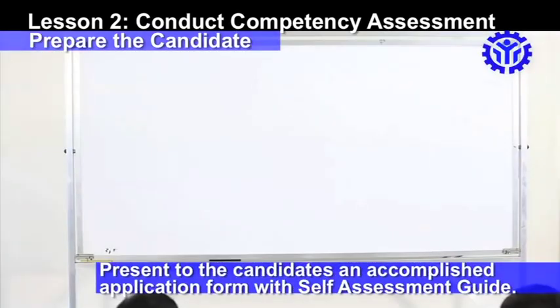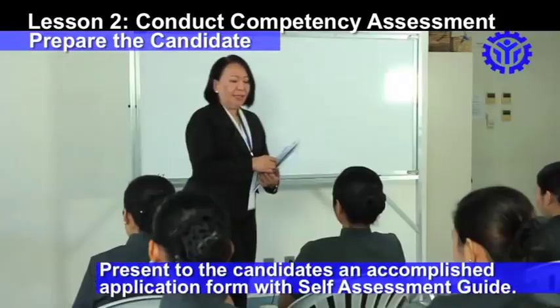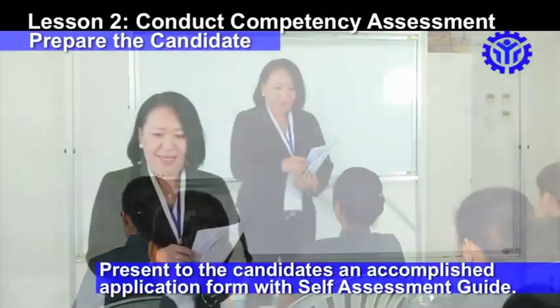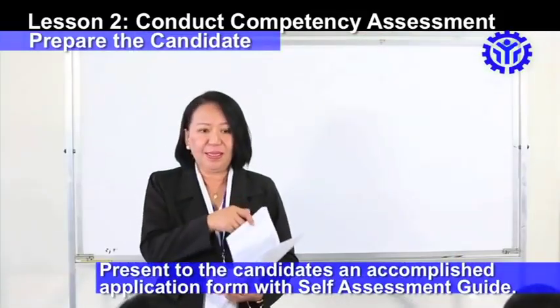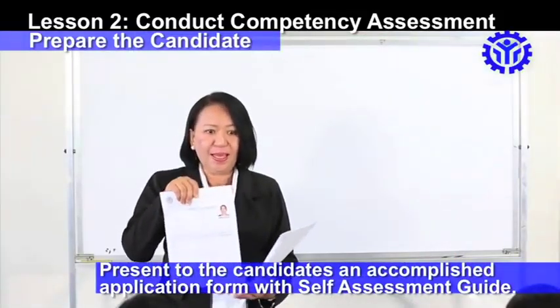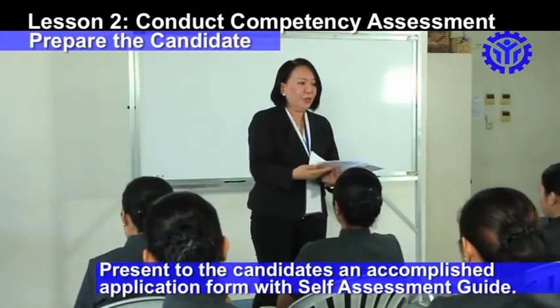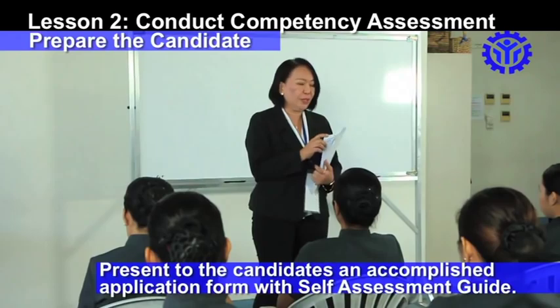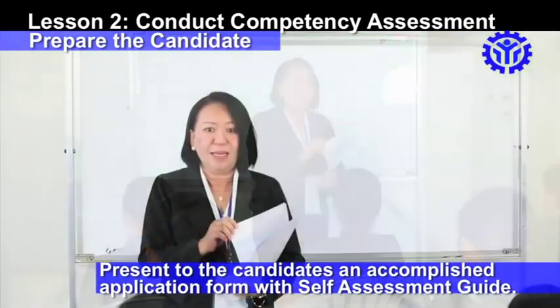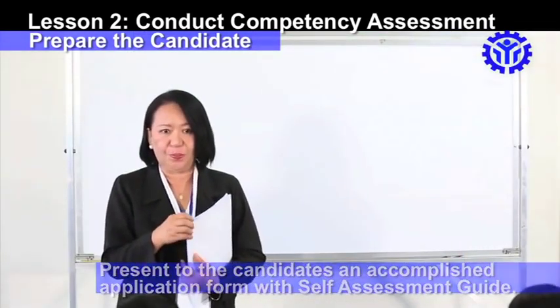Present to the candidates an accomplished application form with self-assessment guide and explain its significance. I have here with me your accomplished application form and self-assessment guide. This is an indication that you know and can perform all the unit of competency enumerated for Housekeeping NC2.